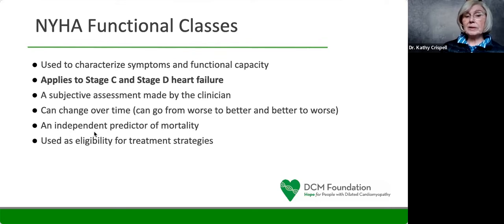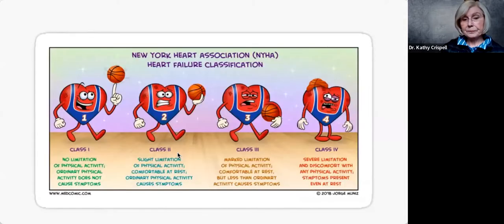Functional classes can be an independent predictor of mortality, which means the worse your functional class is, and if you stay in the worst functional class, which is class 4, that doesn't portend a very good outcome, okay? So that's what that means. And it's used as eligibility for treatment strategies, and that's what I showed you on that previous slide. I'll show you another example here in a minute. But that's what the functional classes are.